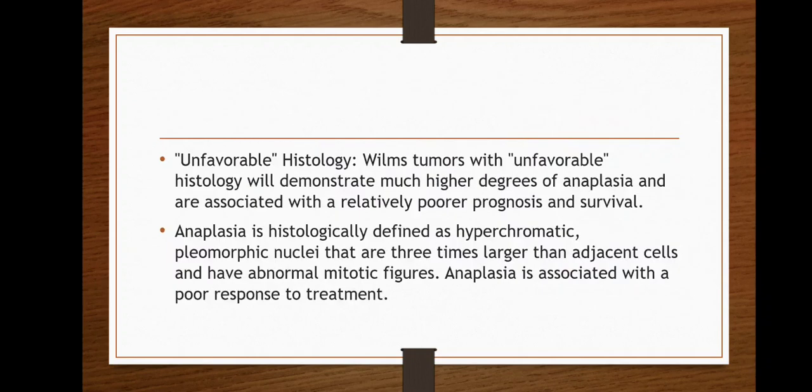Then unfavorable histology. So Wilms tumors with unfavorable histology will demonstrate much higher degrees of anaplasia and are associated with a relatively poorer prognosis and survival. So anaplasia is histologically defined as hyperchromatic pleomorphic nuclei that are 3 times larger than adjacent cells and have abnormal mitotic figures. Anaplasia is associated with a poor response to treatment.